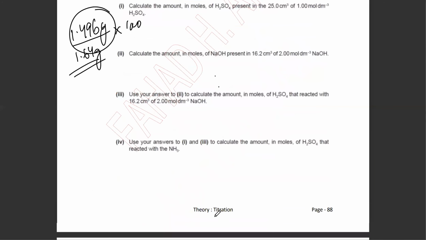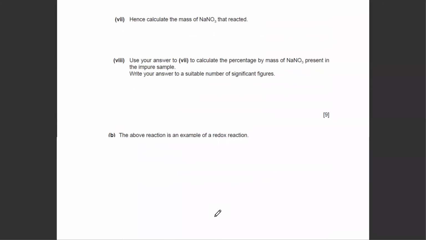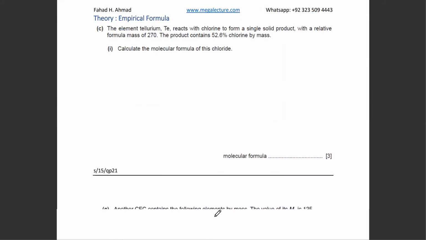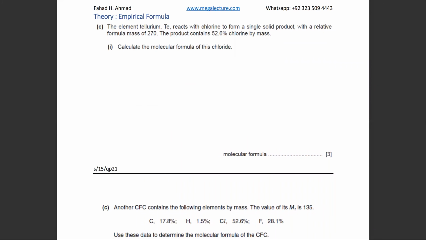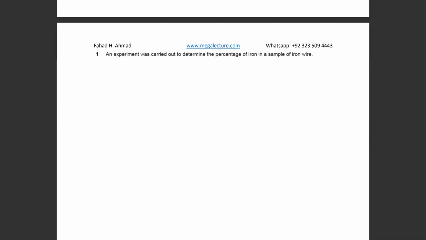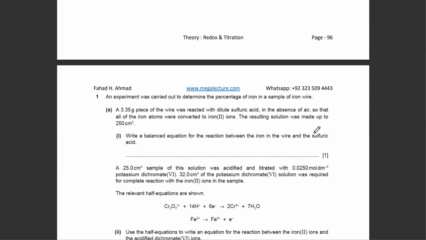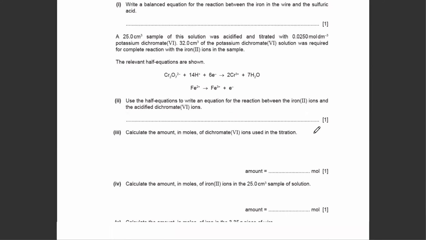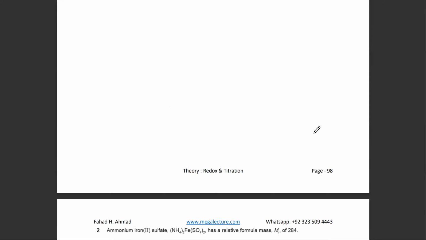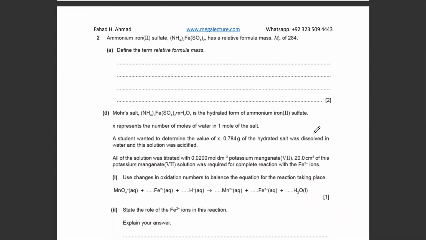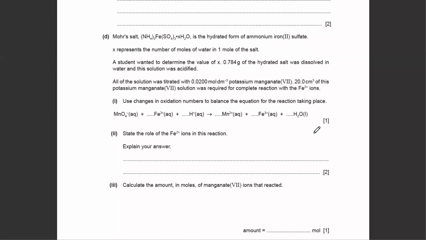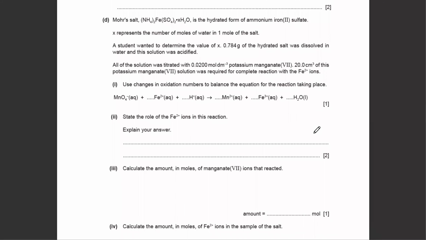Let's find one more of this type. So we're done with this. Okay, there are more titration questions. Just a second. Let's do these ones. Let's try and do this one.